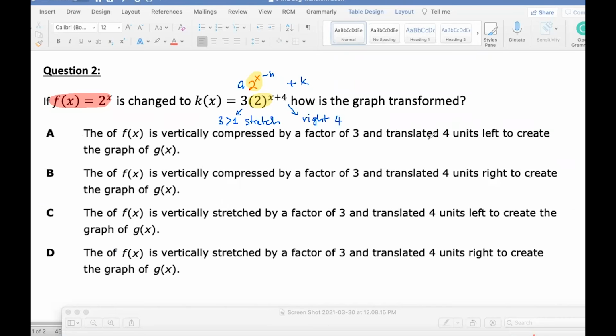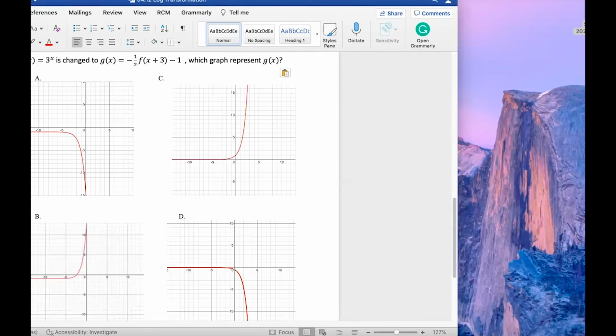Simple. So what is the answer like that? Stretch, we have to stretch by 3 and 4 units right. So we have them here. So that's the answer. All right, in the last question we're going to do, instead of asking us to list out the transformation, we have to look at them from the graph.